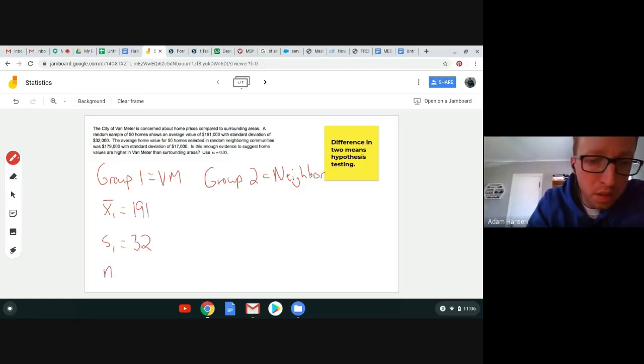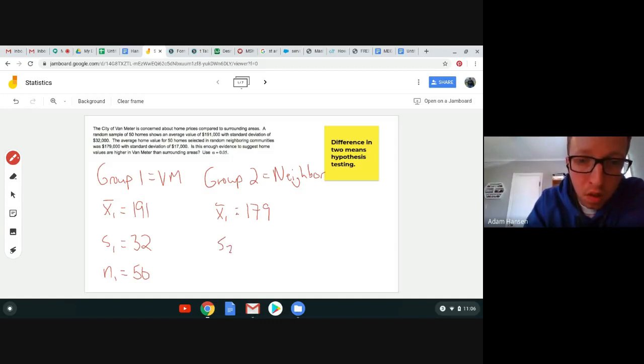For a sample size of 50 homes. For the surrounding neighboring communities, we had a sample average home of 179,000, with a standard deviation of 17,000. And the same size sample, 50 homes.